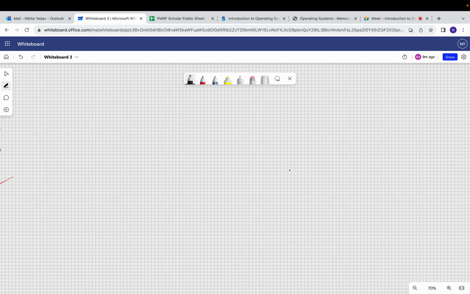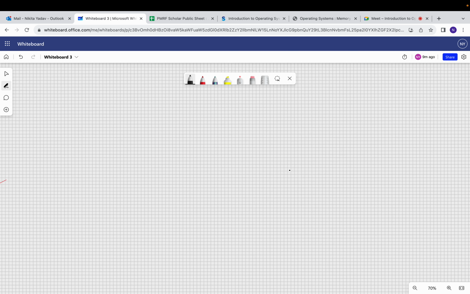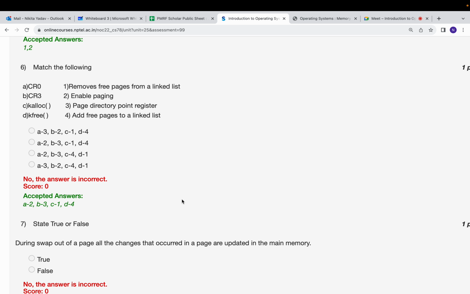But ma'am, in the question it is given that changes occurred. That means that the modified bit is always equal to 1. Okay, so I'll explain why the answer is false. It is saying that all the changes that occurred in the page are updated in the main memory, which is false. It is updated in the disk or the swap space and not in the main memory. The page is there in the main memory, and during swap out it is moved to disk, so it is updated in the disk and not in main memory. So that's why it is false.